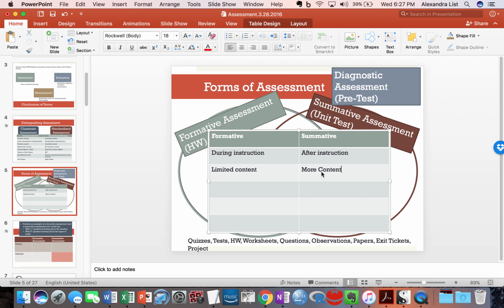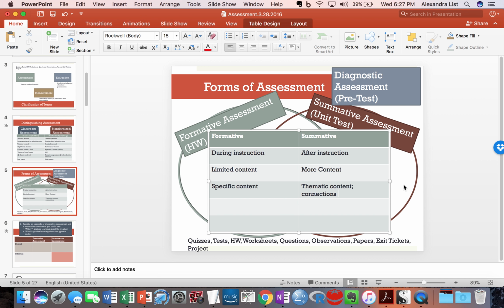Because formative assessment tends to cover less information and summative assessment tends to cover more information, they're also different in the kind of information they cover. Again, if we think about the distinction between homework assignments versus something like a unit test, formative assessment tends to cover more specific content, kind of what we just did in class, whereas summative assessment tends to cover more thematic content, or thinking about connections between content.